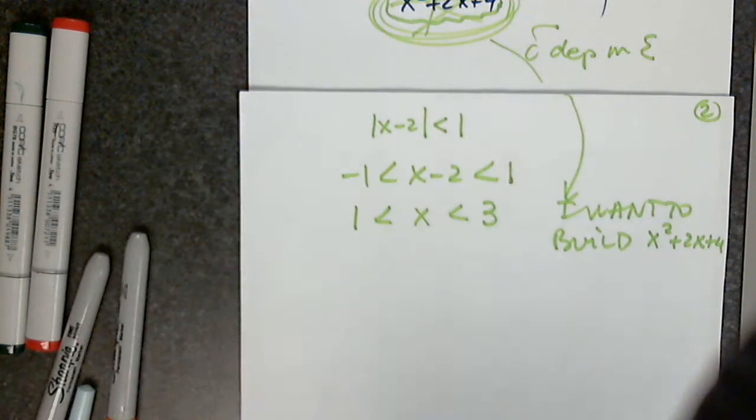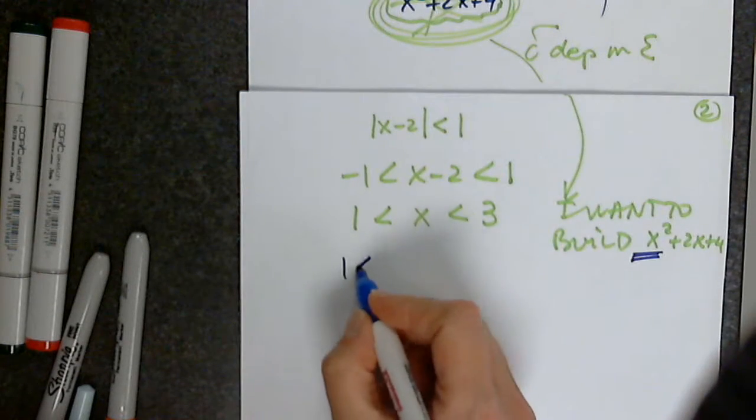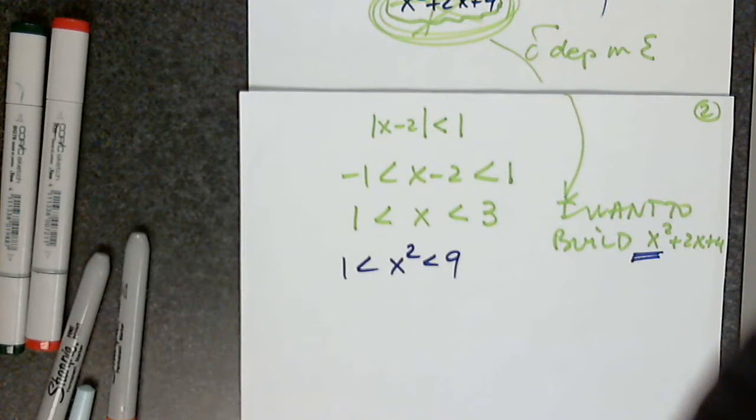Knowing that x is between 1 and 3, I'm safe. I can square all 3 sides. I'm not allowed to do that in an inequality in general, but I'm safe now because all these numbers are positive: 1, x, and 3. So I will square them to get this piece.